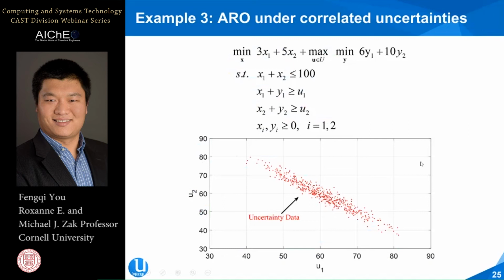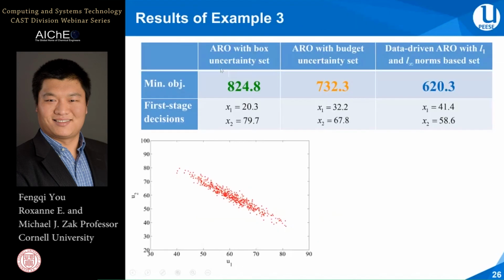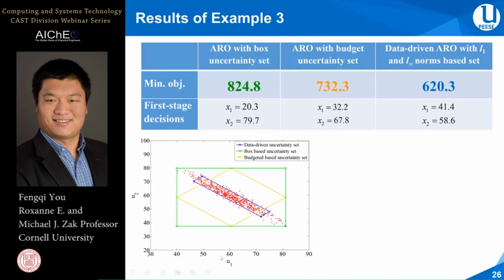So you can still solve it with the three approaches. We can consider uncertainty from these data parameters, and then solve it with three approaches. Again, we are minimizing the objective. So the box one gives you the highest one, the budget one gives you a better one, and the data-driven one gives you the best, which is not surprising. The corresponding uncertainty set is given over here.